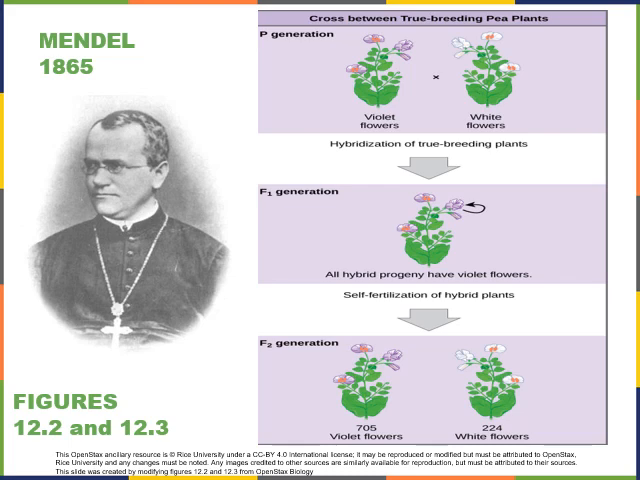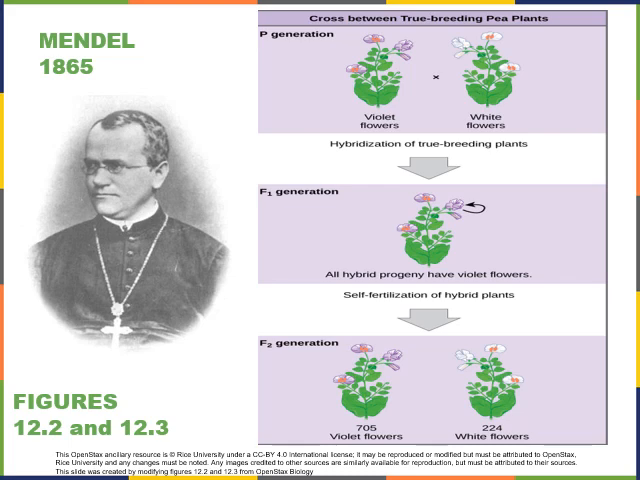A trait is a variation in the physical appearance of a heritable characteristic. For example, the characteristic of flower color is shown in the illustration, and the two different traits for flower color are violet or white. Garden peas normally fertilize themselves, so the offspring are identical to the parents, which is known as true breeding.